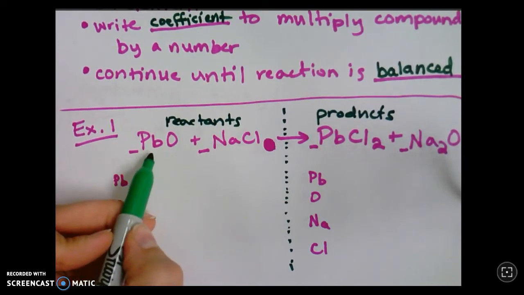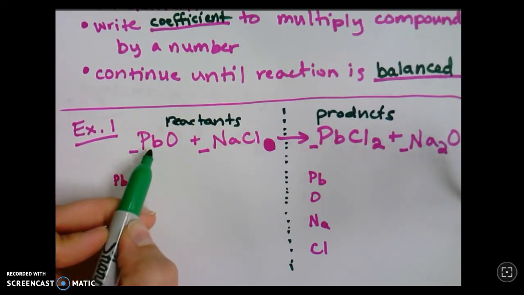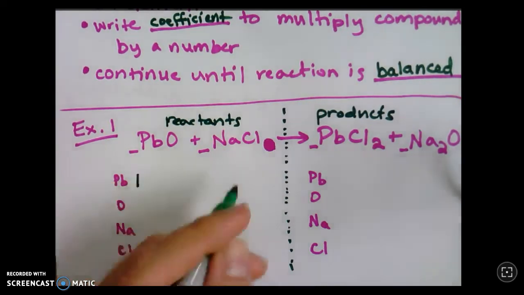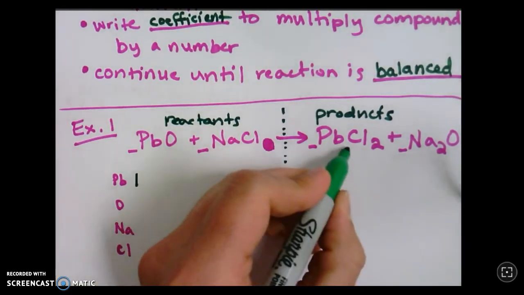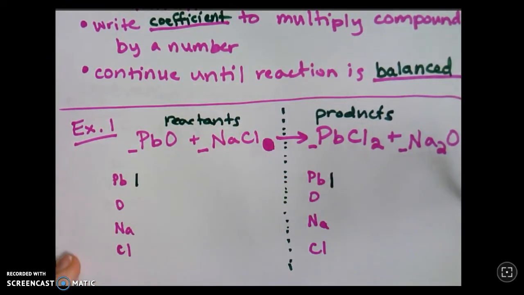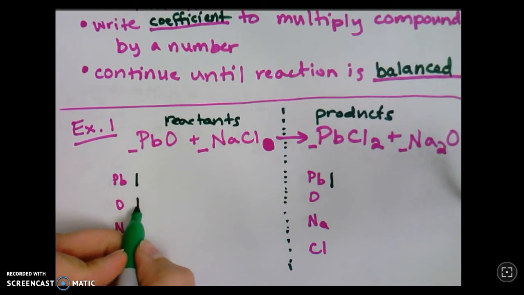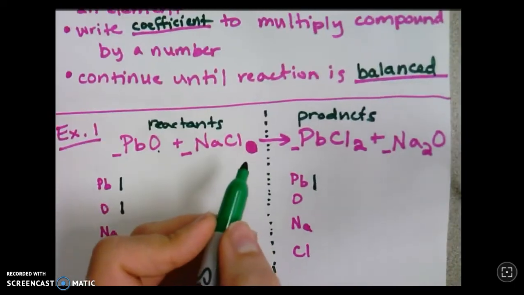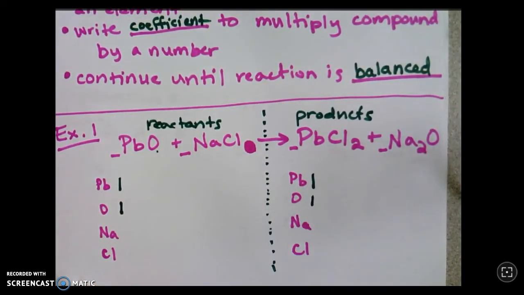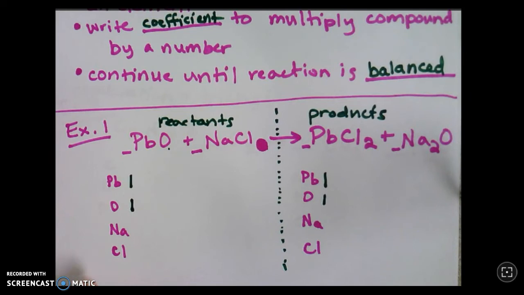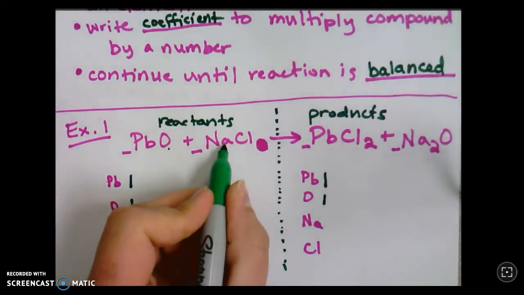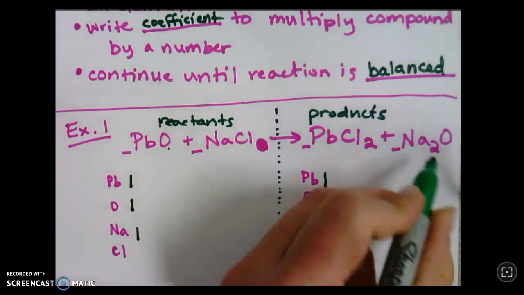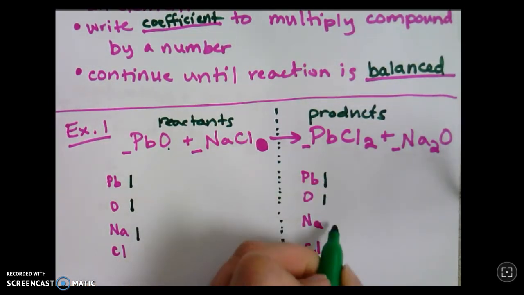So with no coefficient here, I only have one lead because it doesn't have a subscript. So there's one on this side. If we look on the product side, I also have one lead. Okay, oxygen on the left, I have one oxygen because it doesn't have a subscript either. And I have one oxygen on the right. Next I have sodium. There's one sodium on the reactant side, but there are two sodiums on the product side because of the 2.